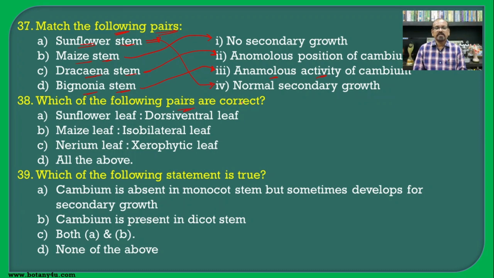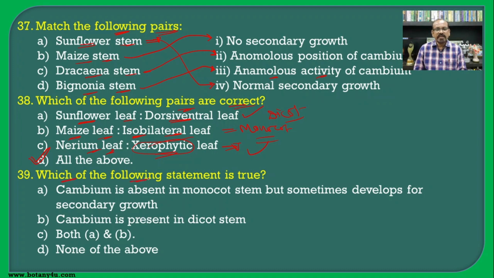Then which of the following pairs are correct? If you see this sunflower leaf, it is dorsiventral. This is the correct one. It is a characteristic feature of the dicot. Then maize leaf, it is an isobilateral leaf, which is the characteristic feature of the monocot. Again correct one. Then nerium leaf, which is the dicot leaf, having the multi-layered epidermis and presence of the hairs in the stomata, which are the xerophytic characteristics, and hence it is also the correct one. And hence all the above become the answer for this question.